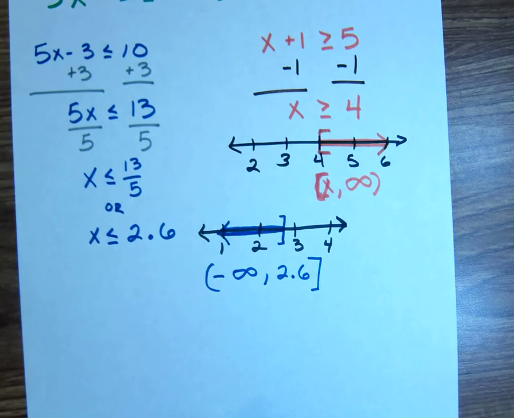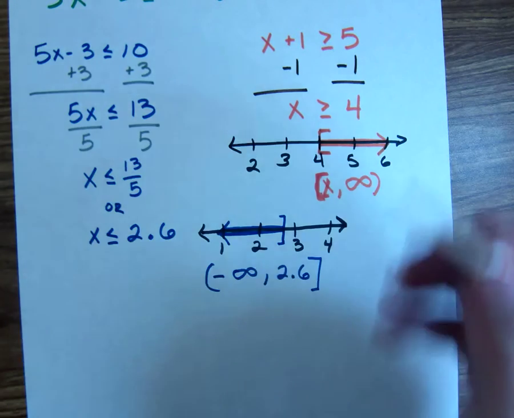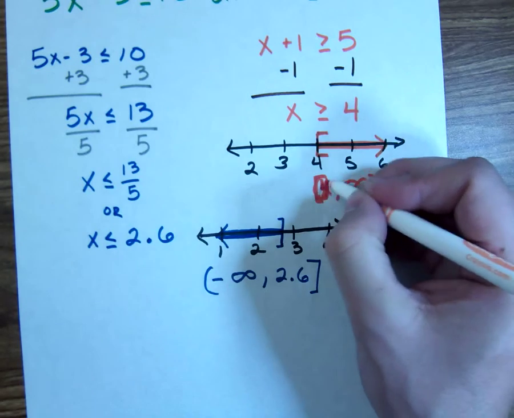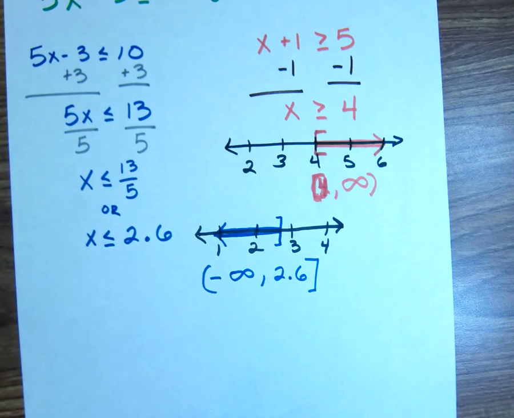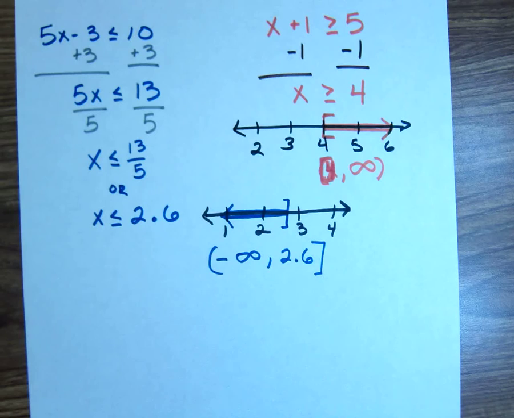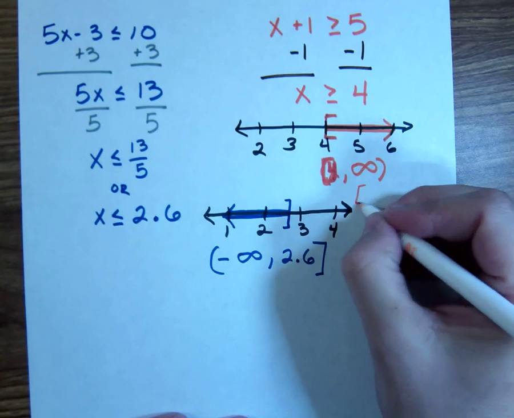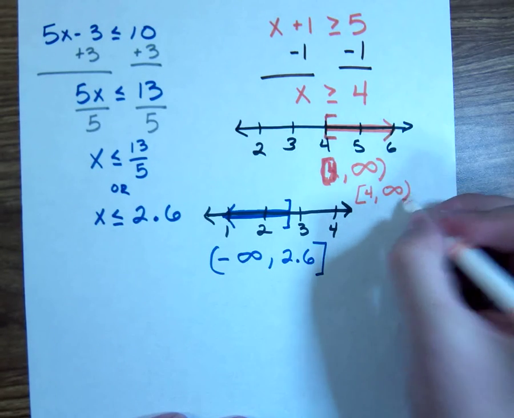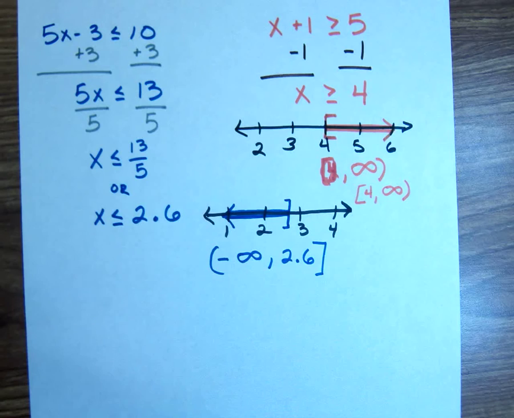Now here's the question. That looks weird. I don't know why my 4 looks like an X. That's a 4. Ah, I'm really nailing it today. That's a 4. Good gracious. I'm having a hard time with the writing today.